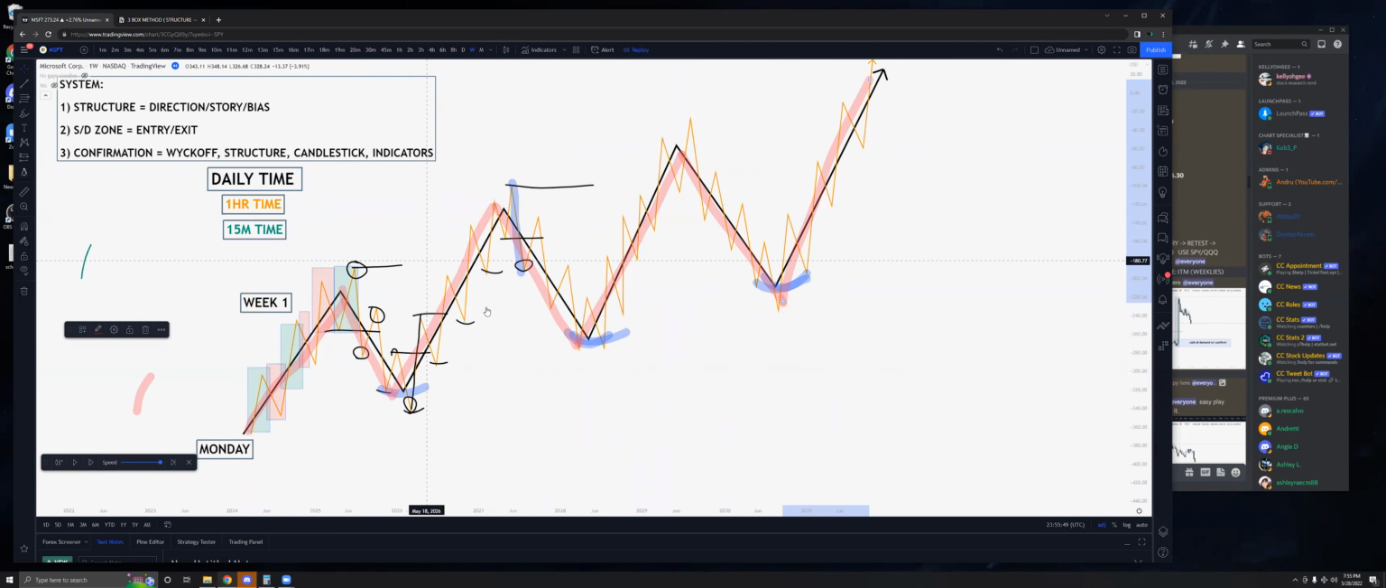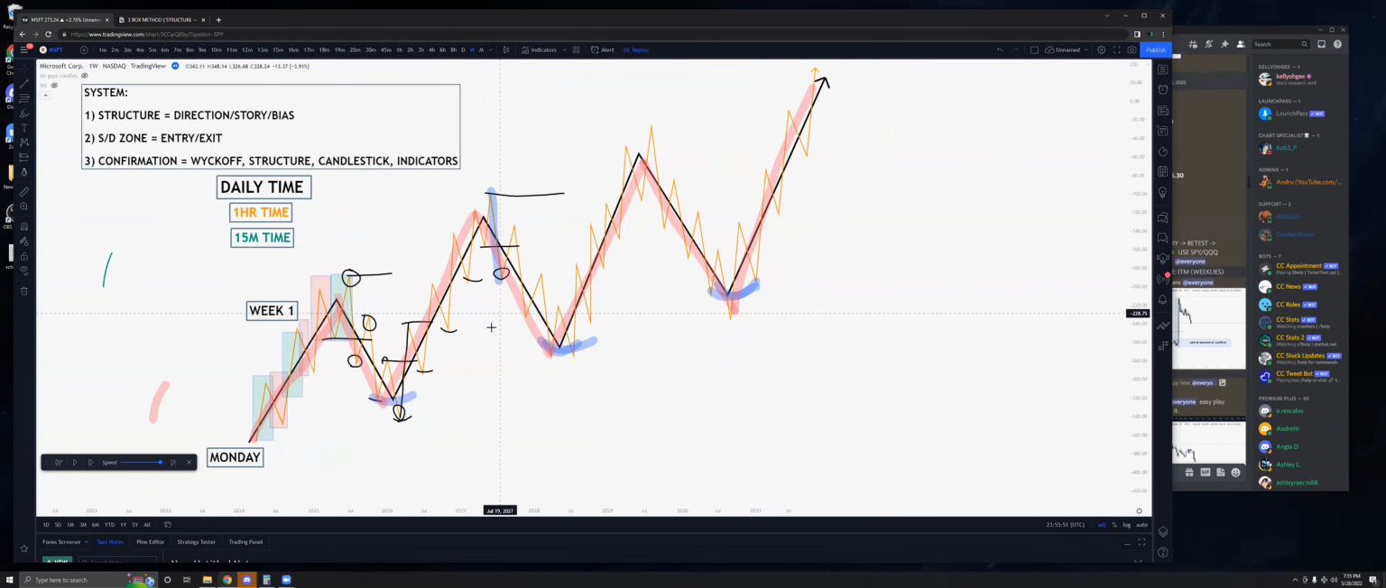Everywhere you see, this is how the market moves. This is how the composite man, aka the banks, make their money. They trick you. They manipulate you. They fake you out. And this is how they move. This is how they profit. They profit off your losses. And when they profit off your losses, they're making the money.